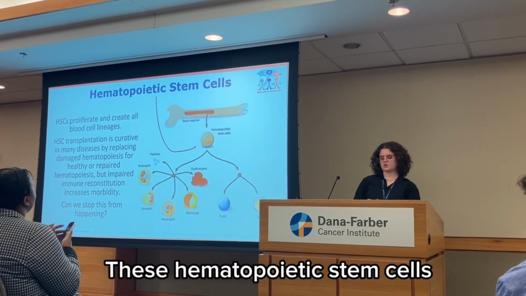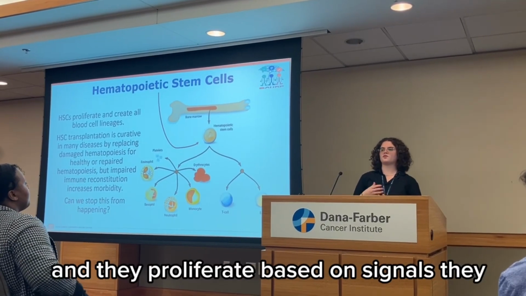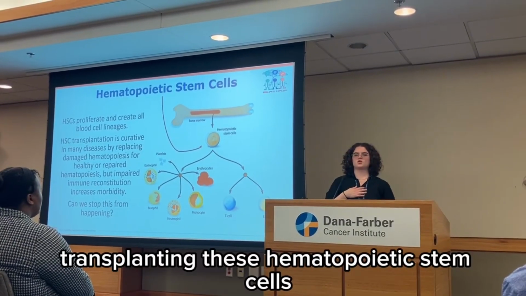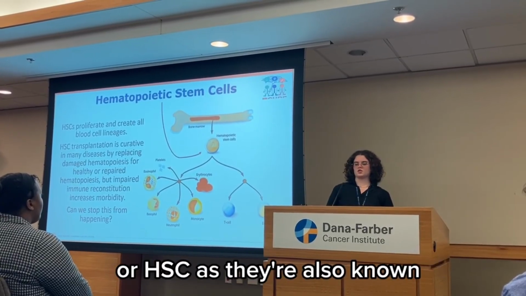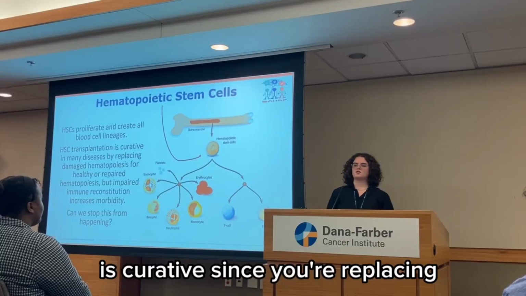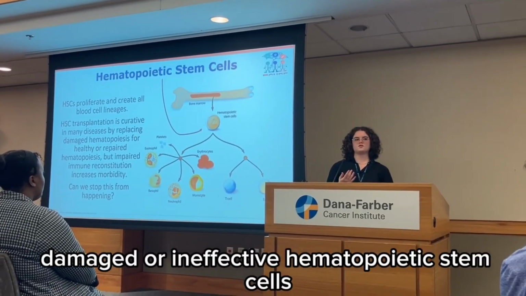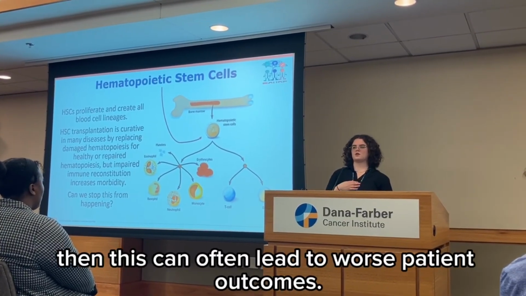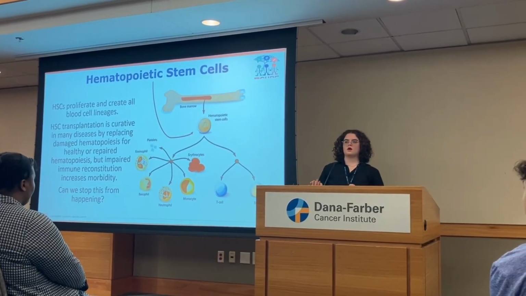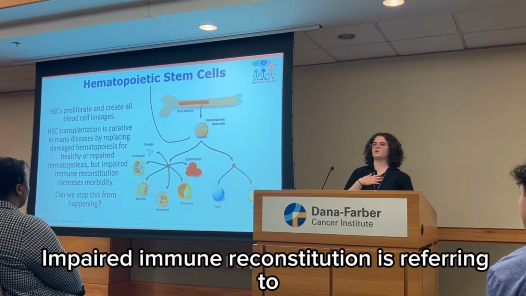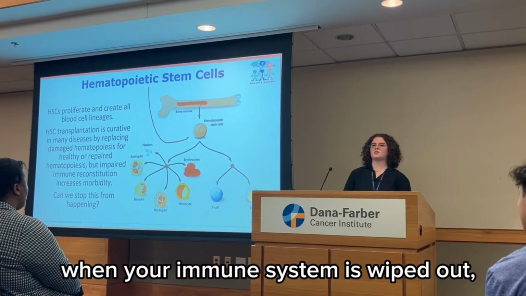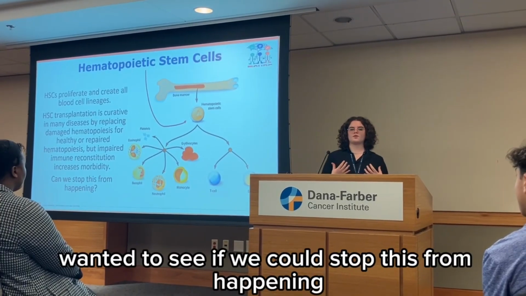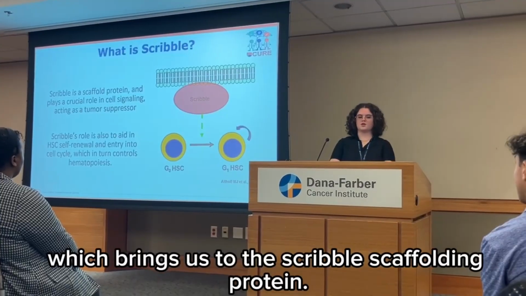So these hematopoietic stem cells are found in your bone marrow, and they proliferate based on signals they receive from your body. In many different diseases, transplanting these hematopoietic stem cells, or HSC as they're also known, is curative, since you're replacing damaged or ineffective hematopoietic stem cells for healthy ones. However, if immune reconstitution is impaired, then this can often lead to worse patient outcomes. Impaired immune reconstitution is referring to when your immune system is wiped out, like from a bone marrow transplant, for example.